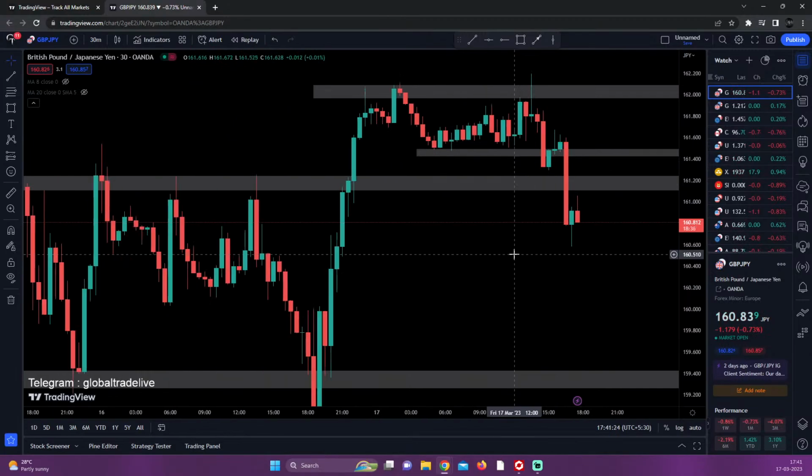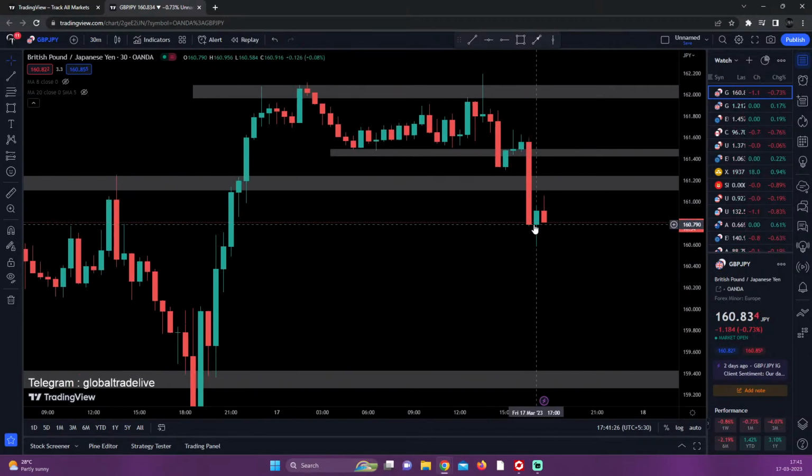So by looking at the 30-minute time frame, we can see clearly that the market has just formed a support level over here, right? The market has formed a support level by forming a bullish candle, and now the current candle has created a higher wick, and now it has started to move down.